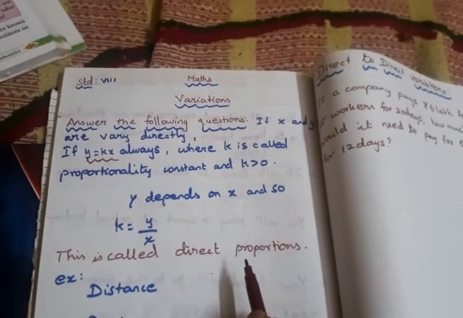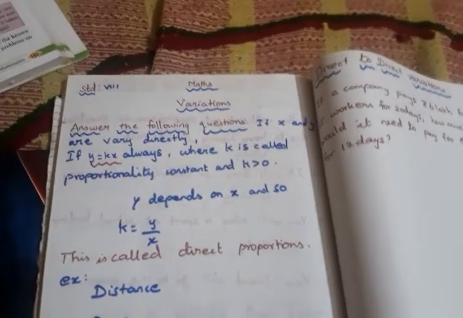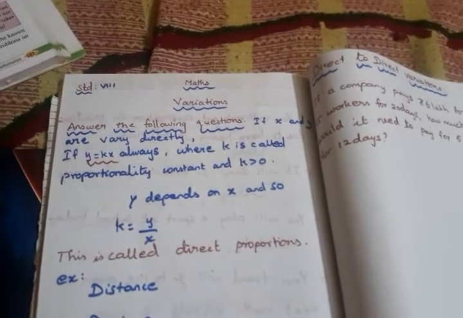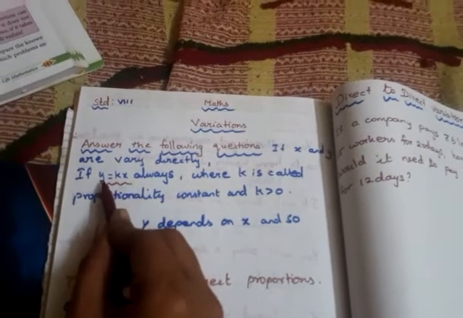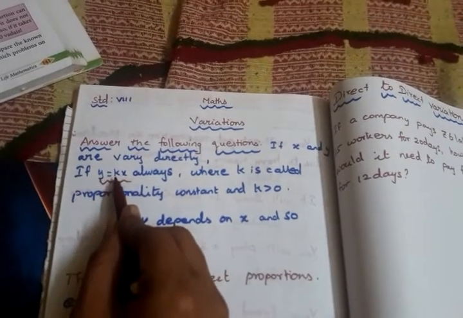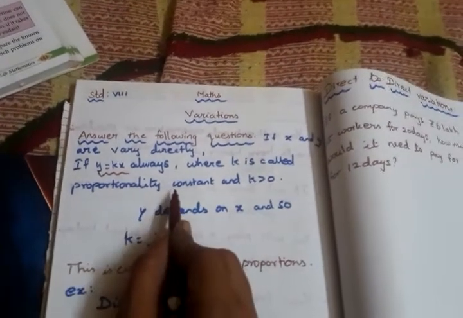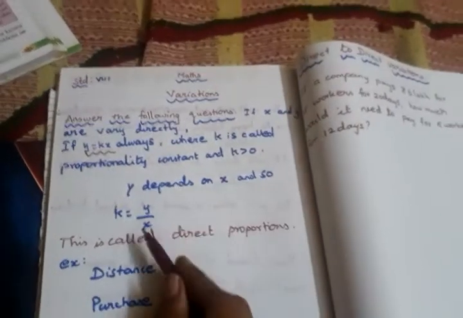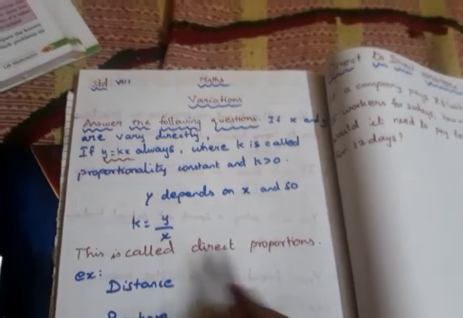So what is a direct proportion? Direct proportion means if two quantities both increase or both decrease, it is called direct proportion. So that is the formula of direct proportion: y is equal to kx, where k is called the proportionality constant, and k is greater than 0. Then y depends on x, and so k is equal to y by x. This is called the direct proportion.